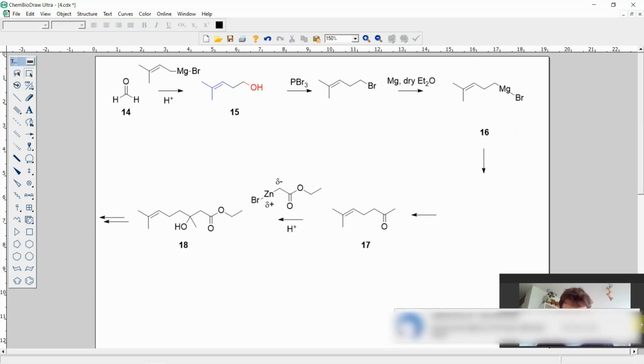Then to answer the question, why do we need to work with dry solvents? We have answered that in the first question already. The Grignard reagent wants to react with water.